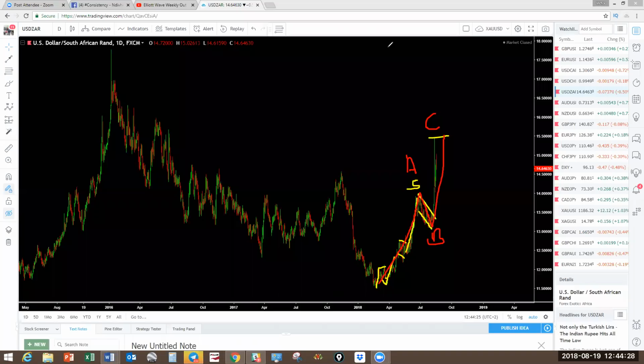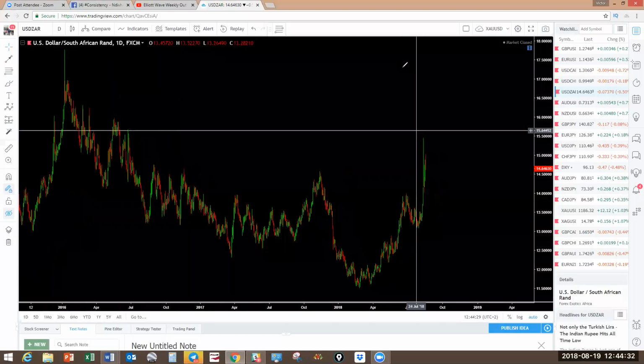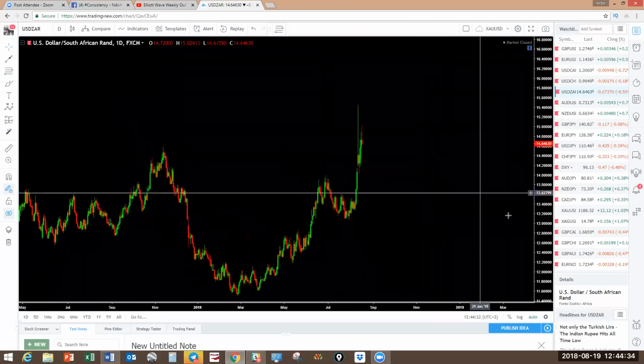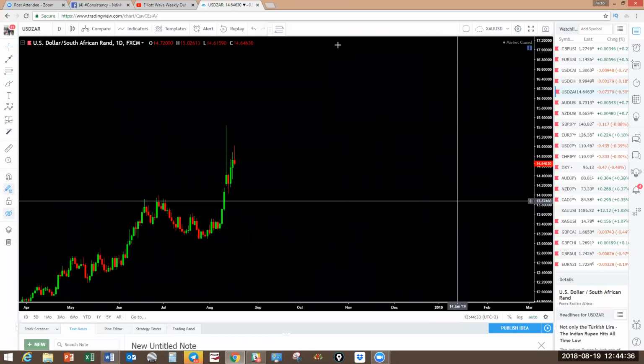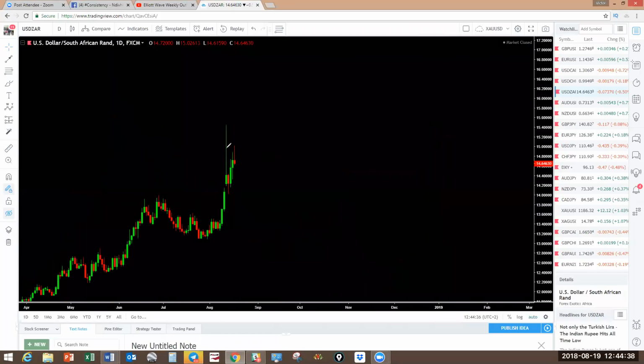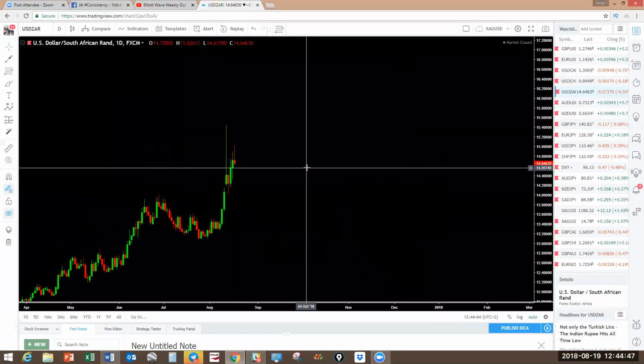So this is how amazing this is. So what do we expect here now? The US dollar ZAR has reached 15 rand 34 and has made a move to the downside like this. And now it is making what looks like a corrective move to the upside. What does that mean? Let's have a look here.